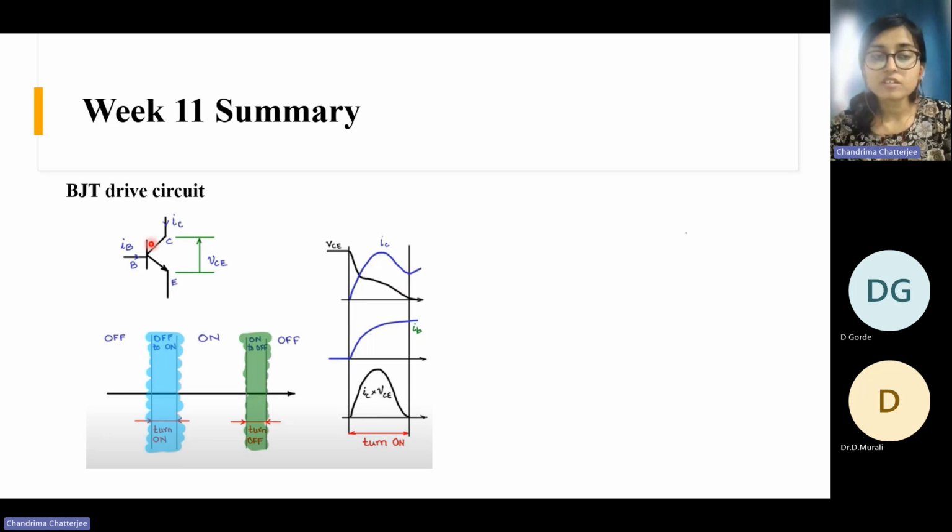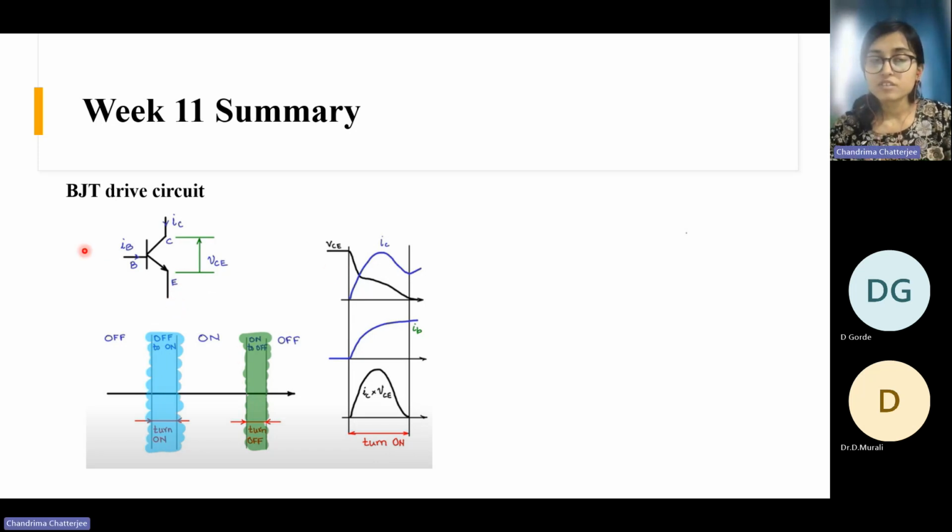So first of all, we know this is the symbol of an NPN BJT. Now BJT is a current control device. So if you want to make the BJT on, if you want to maintain the on condition, you will have to continuously provide some finite base current. If you don't provide the base current, then BJT will be in cut-off condition, right?